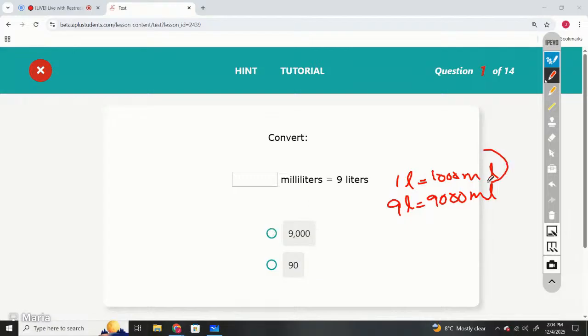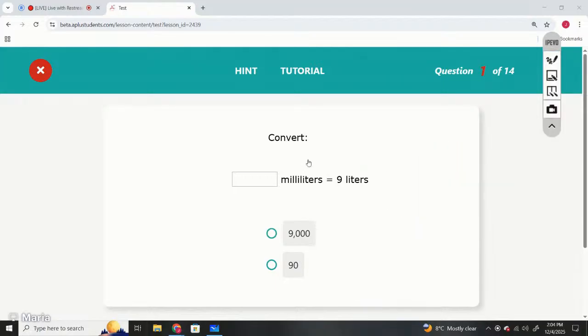This is actually the basic conversion unit. You need to learn 1 liter equals how many milliliters? 1 liter equals 1000 milliliters. So 9 liters equal 9000 milliliters. Option number 1 is the correct option.